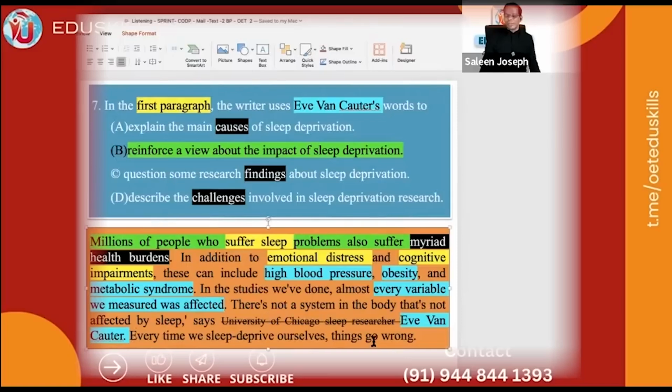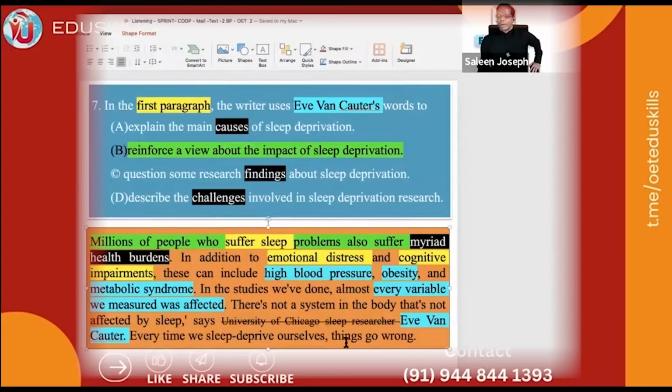See, developing sentence 2. Do you understand? The first one is the topic sentence. The second one speaks about myriad health burdens, many of them. That is a supporting sentence. Then you have two developing sentences where they speak about the findings of the studies, illustration, or giving evidence. Then what Ivan Carter says is also another illustration, evidence given by a researcher.